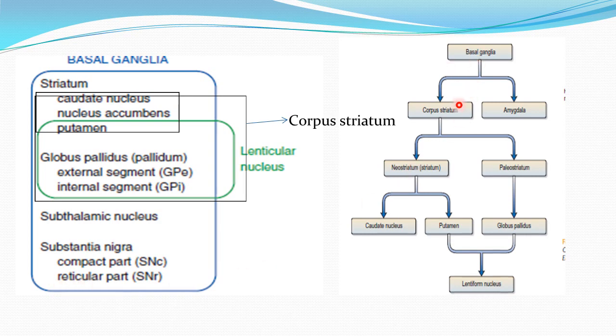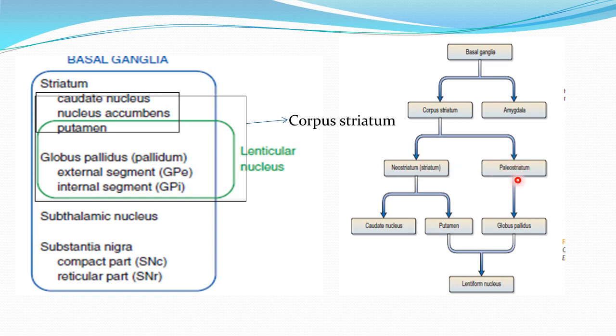I am trying to describe again the basal ganglia, having corpus striatum. This is the basic classification, this is the functional classification, having corpus striatum and amygdala. Again, amygdala plus corpus striatum. Corpus striatum is divided into striatum and globus pallidus.